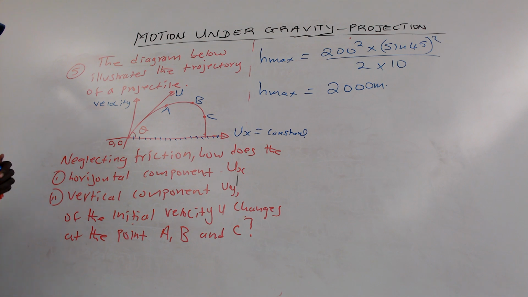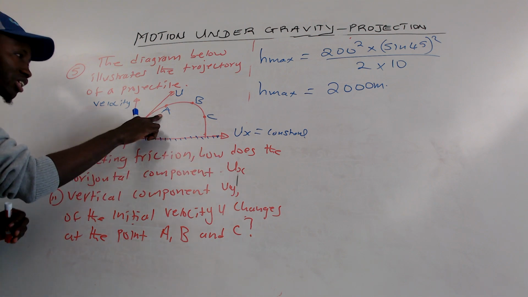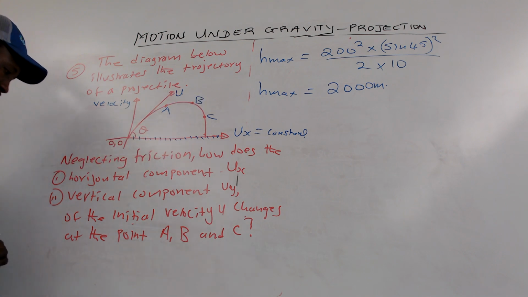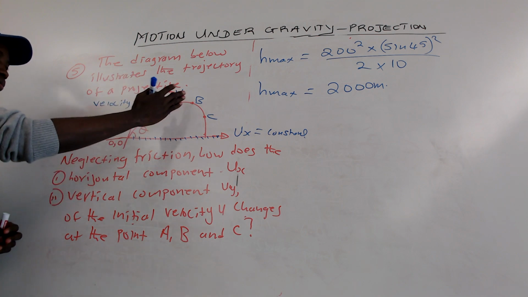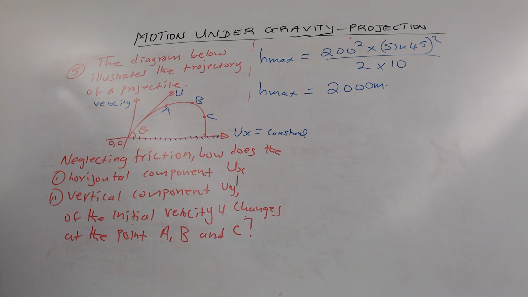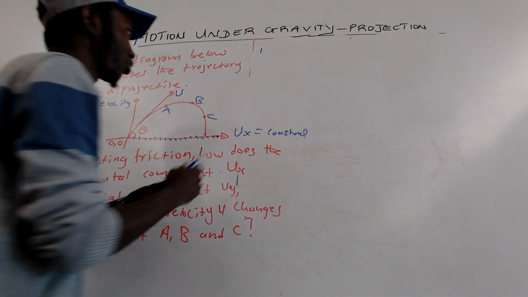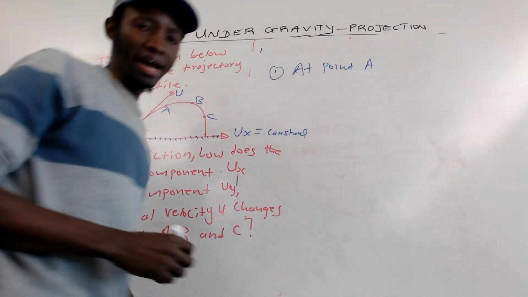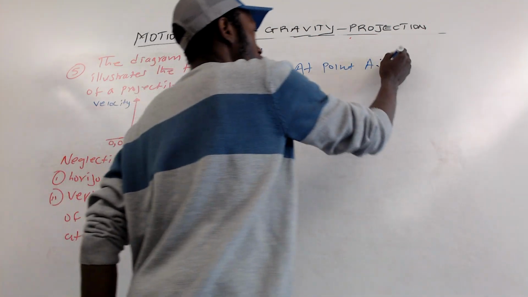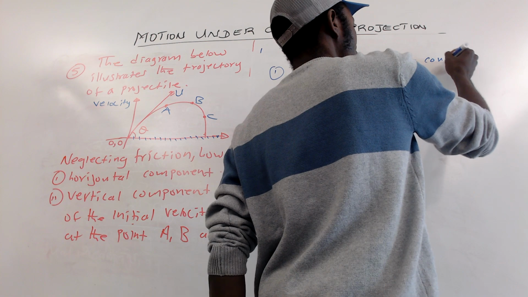So now the question says, neglecting friction, how does the horizontal component Ux affect point A, point B, point C? And how does the vertical component Uy affect point A, point B, and point C? This is what the question is trying to say. So, if we simplify this, we say Roman 1, at point A, what's going to be Ux? As I was saying, Ux is constant. Nothing changes. Ux is constant.